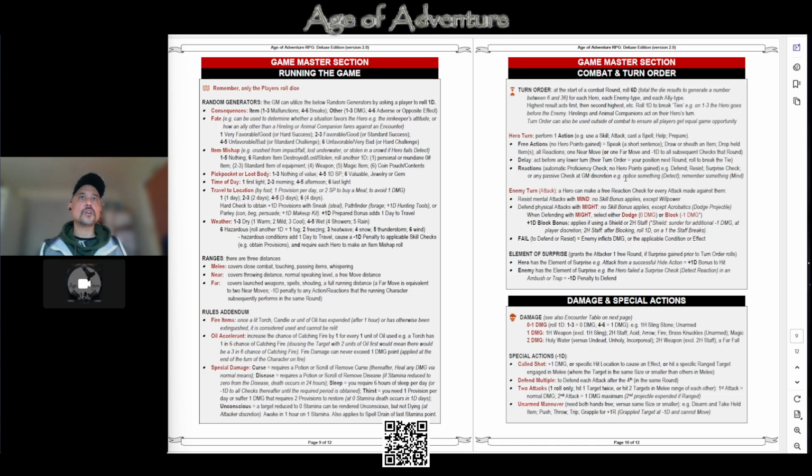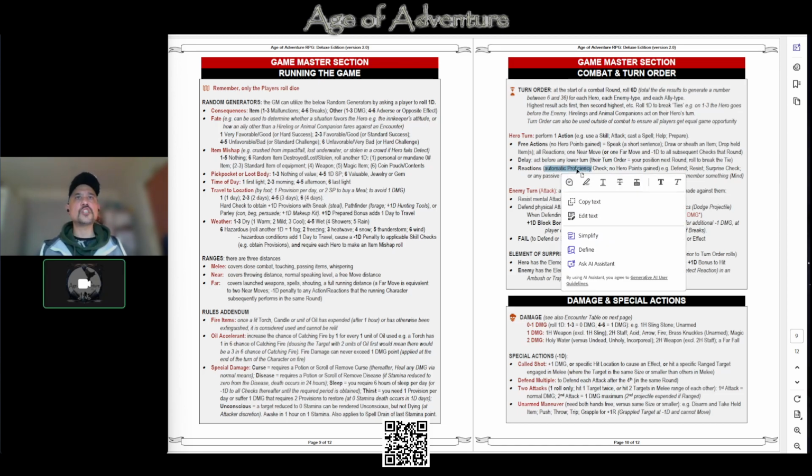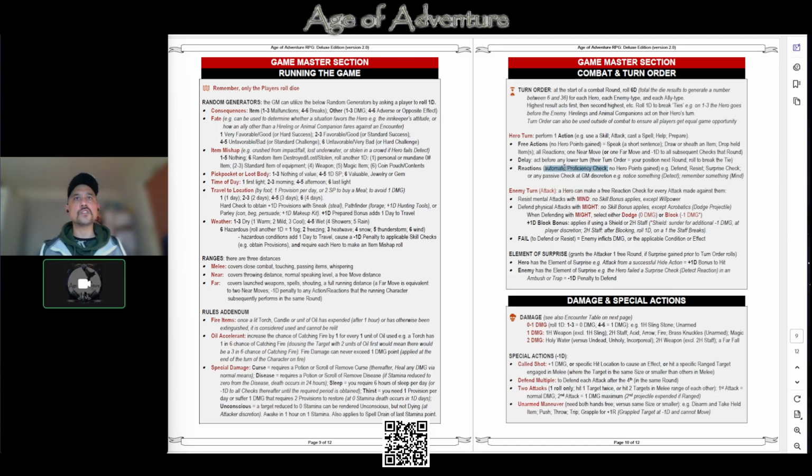As I mentioned before, you don't get any hero points for reactions, but you can defend every attack. So if you get attacked 4 times, you can do an automatic proficiency check for each of those defenses, whereas on your action, you only get 1 action. On the enemy's turn, the hero makes a free reaction check, which I've already covered.